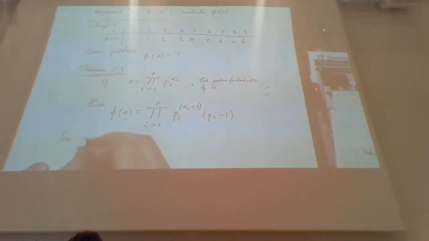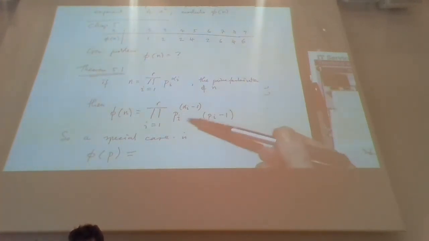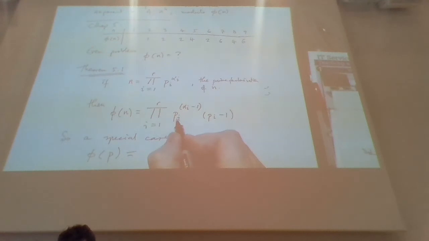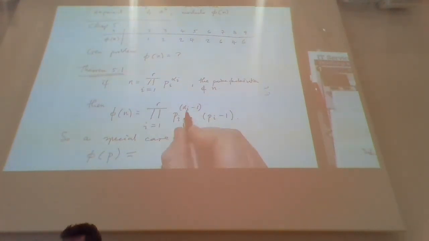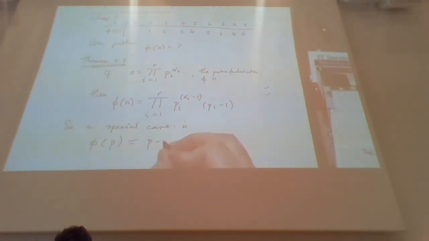So a special case is phi of a prime number p. Well, what's the prime factorization of p? The prime factorization of p is simply p, since it is a prime number. So if you apply this formula, the exponent here is 1. So you take p to the power of 1 minus 1, so p to the power of 0. This bit just gives you a factor of 1. So the only thing remaining is just p minus 1.